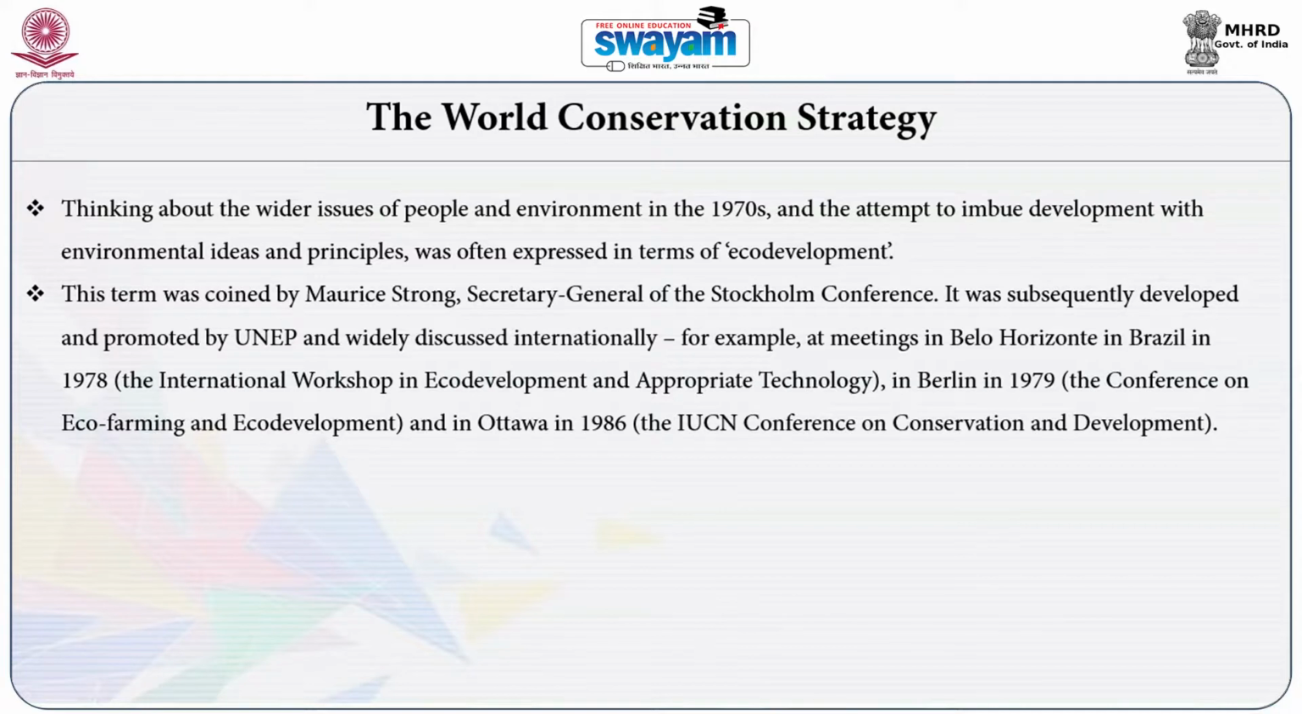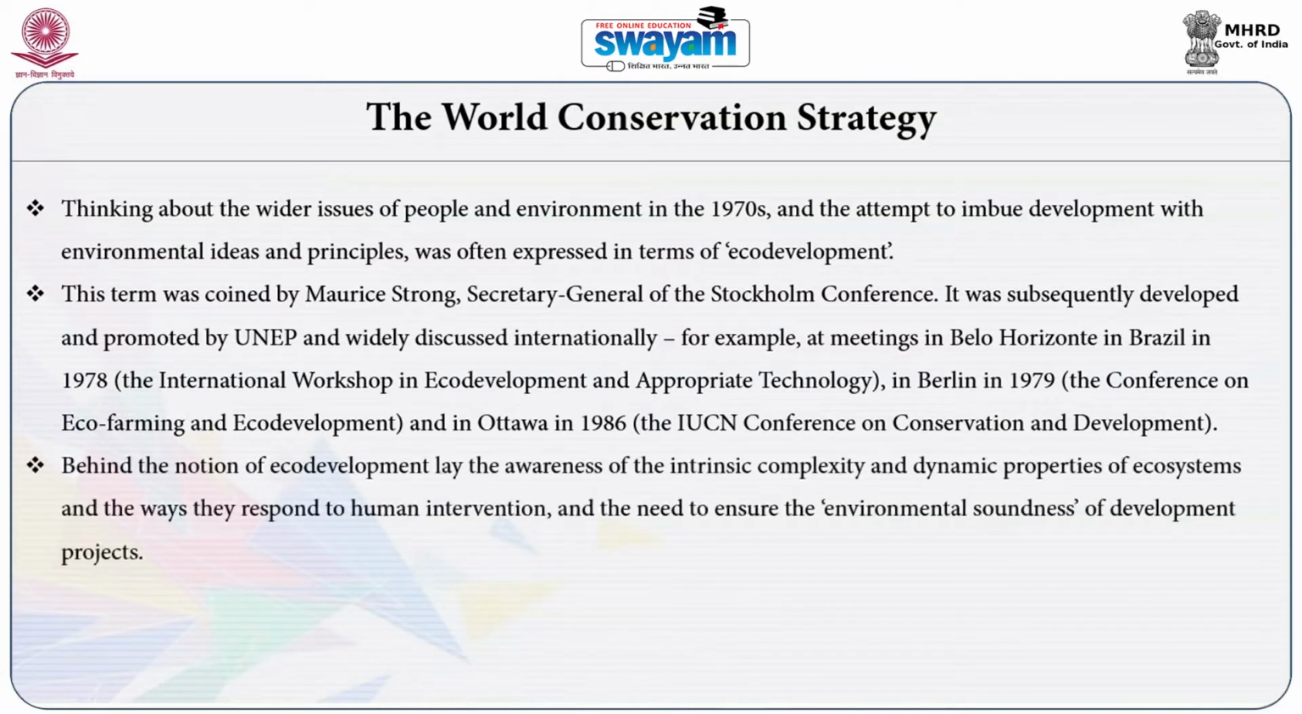When the UNDP decided to actually bring out this particular document on the World Conservation Strategy, they first had a lot of discussion on it. They had discussions on the eco-development idea in various conferences around the world. A few examples are the meeting in Belo Horizonte in Brazil in 1978, which was the International Workshop on Eco-Development and Appropriate Technologies. In Berlin in 1979, they had the Conference on Eco-Farming and Eco-Development. And in Ottawa in Canada in 1986, they had the IUCN Conference on Conservation and Development. In all of these conferences, they basically discussed what we mean by eco-development.